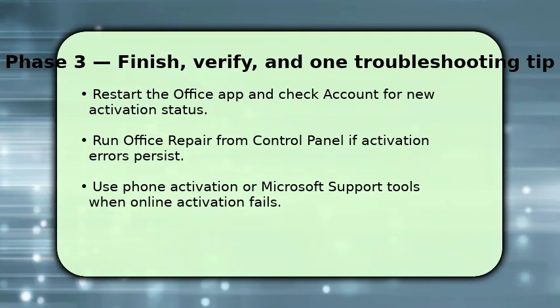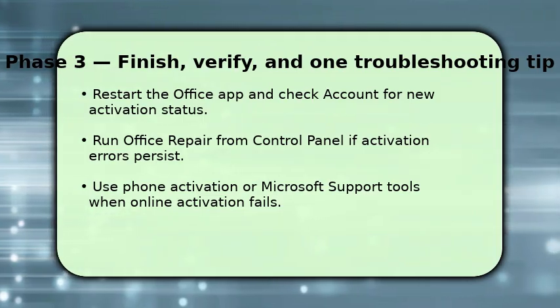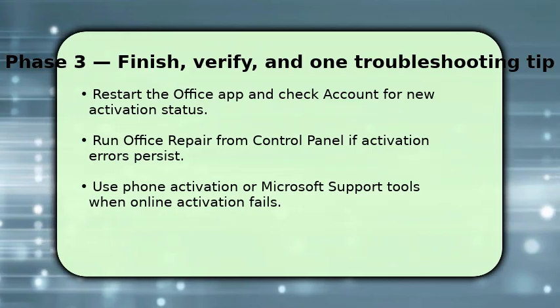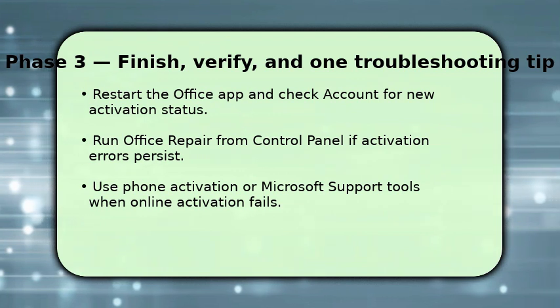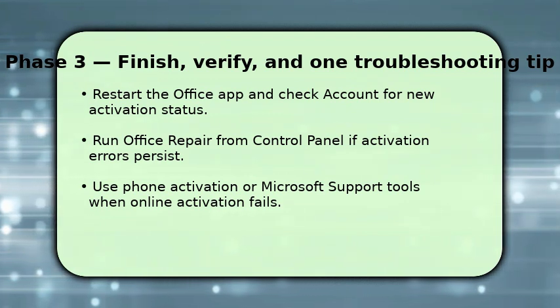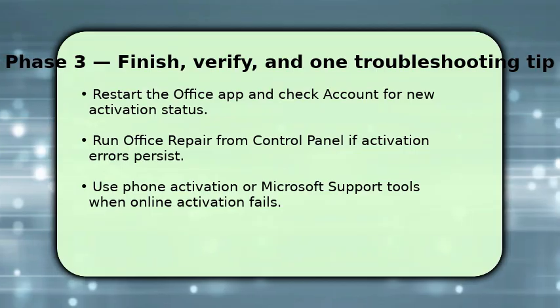Should online activation still fail, use the Phone Activation Wizard or Microsoft support tools. They provide a confirmation ID to enter. One troubleshooting tip: disable firewall or proxy temporarily if activation servers are blocked.